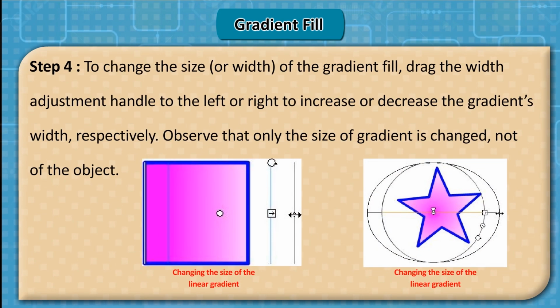Step 4. To change the size, or width, of the gradient fill, drag the width adjustment handle to the left or right to increase or decrease the gradient's width, respectively. Observe that only the size of the gradient is changed, not of the object. Changing the size of the linear gradient.